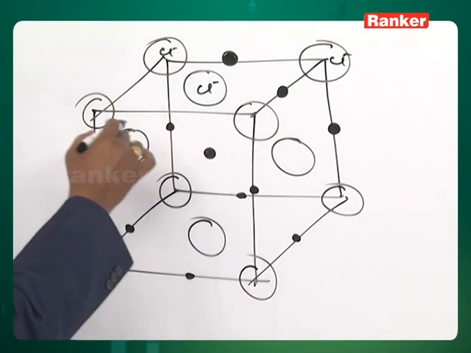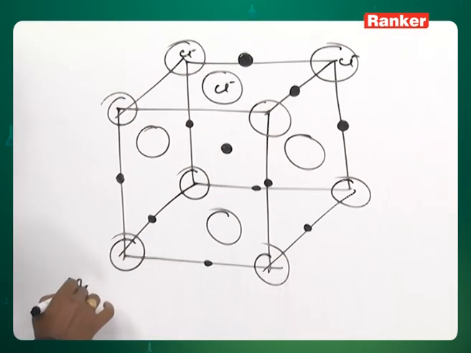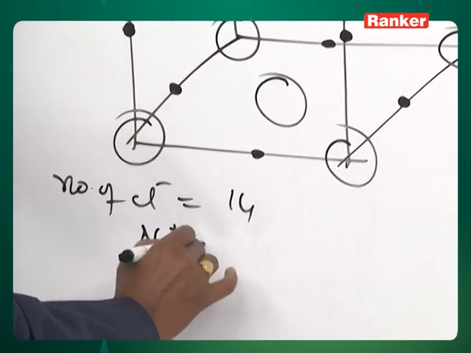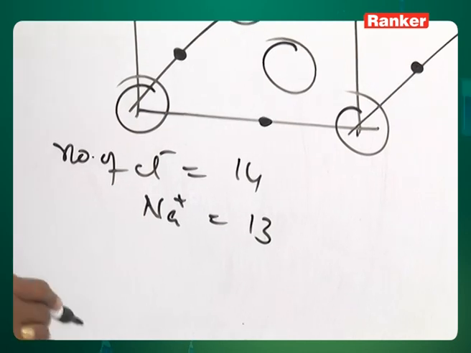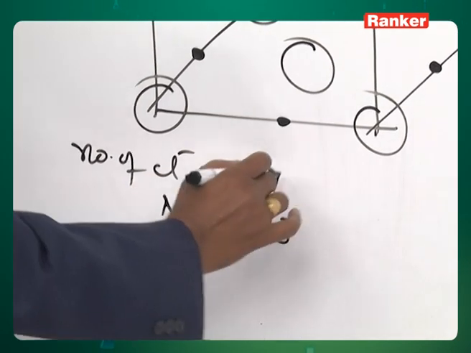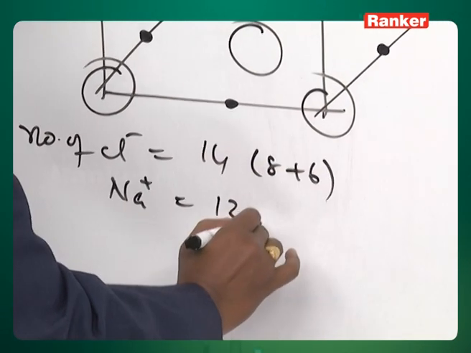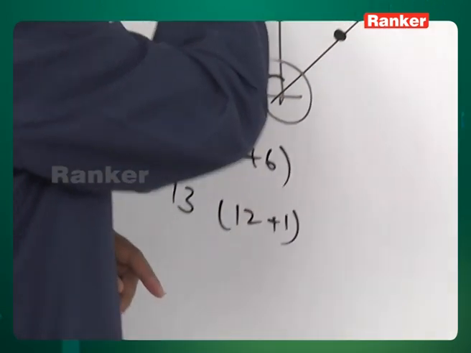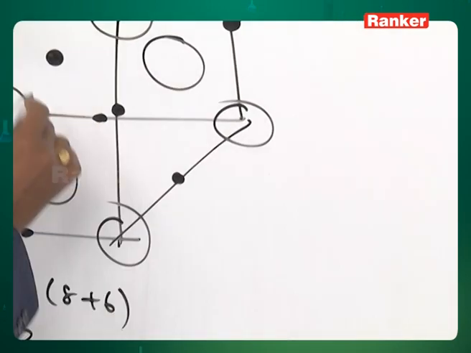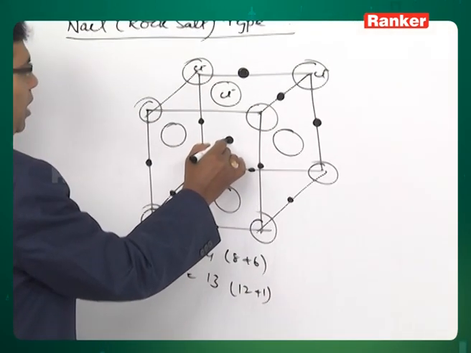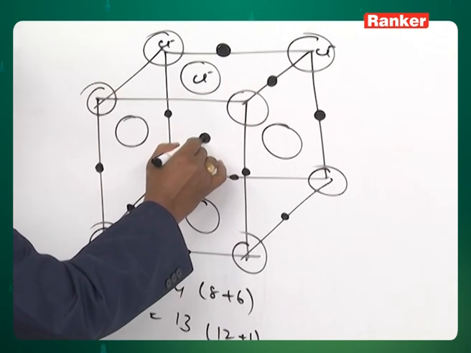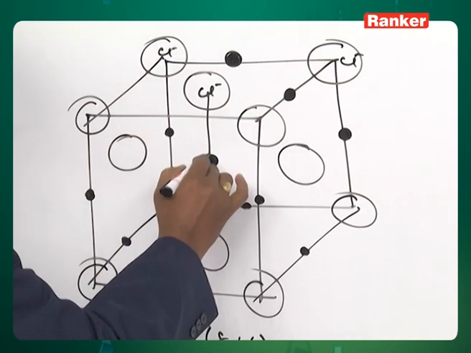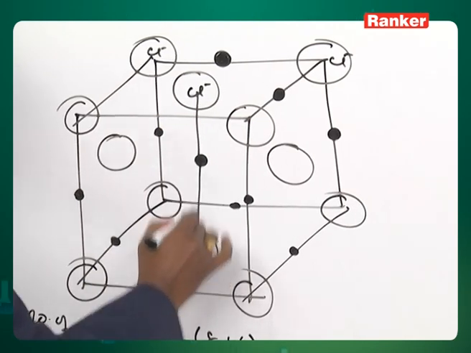So, in total if you count, you will get number of chloride ions is equal to 14, sodium ions will be 13, because 12 edge centers and 1 body center. Here these are 8 corners, 8 plus 6, and these are 12 plus 1, and now in this coordination number, as you look at it, suppose if you consider the ion at the body center, then this is in contact with the 6 chloride ions, this is in contact with this chloride ion, right.